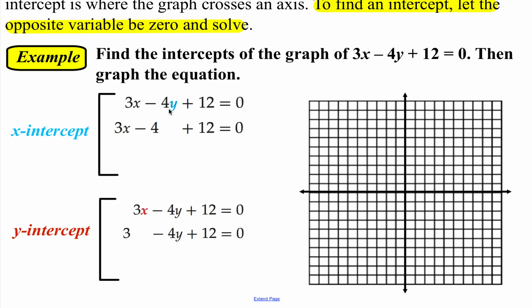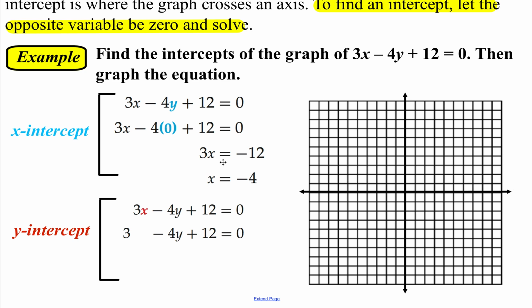So what we're going to do is, for the x-intercept, we let y be 0. For the y-intercept, we let x be 0. So we're going to let y be 0 right there. So we get 3x plus 12 is equal to 0. And then subtracting 12, we get 3x is equal to negative 12. And then dividing by 3, we get x is negative 4.